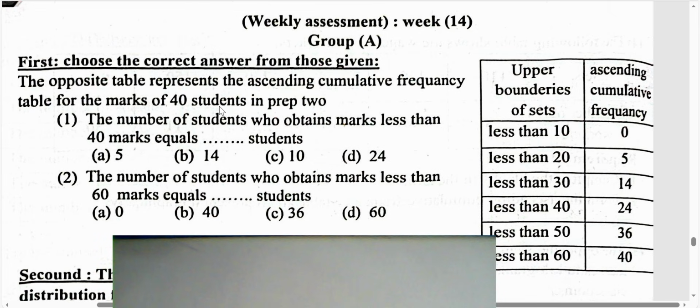Okay. The first question: the number of students who obtained marks less than 40 equals... less than 40, it will be 24 students. 24, letter D. Question number 2: the number of students who obtained marks less than 60. Less than 60, it will be 40 students. The answer will be 40.